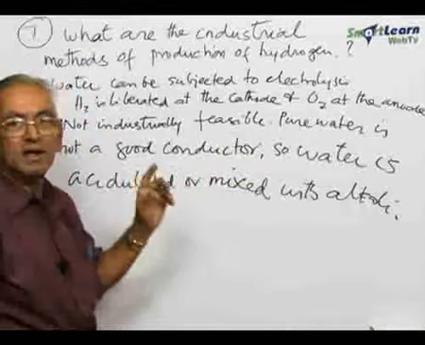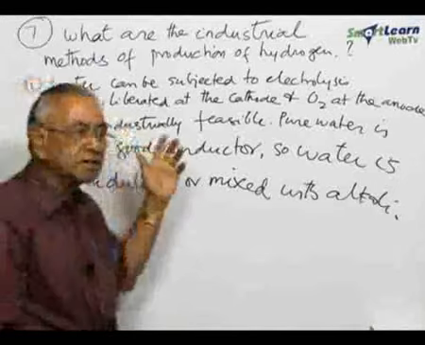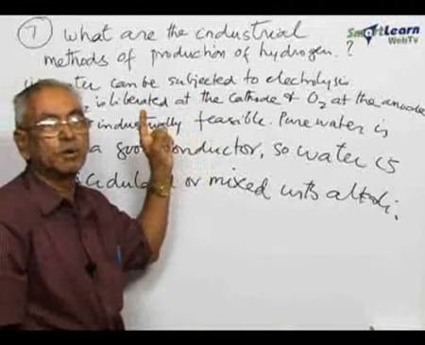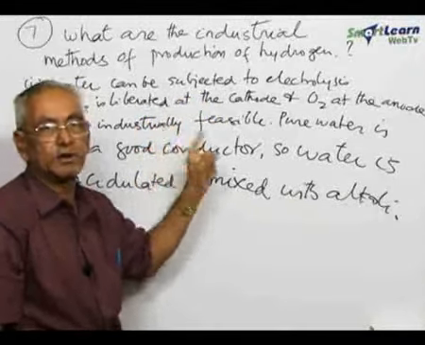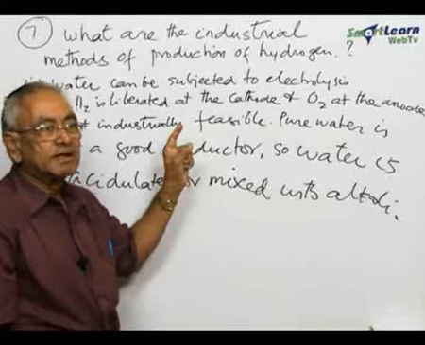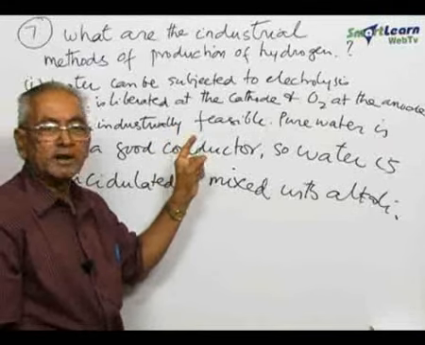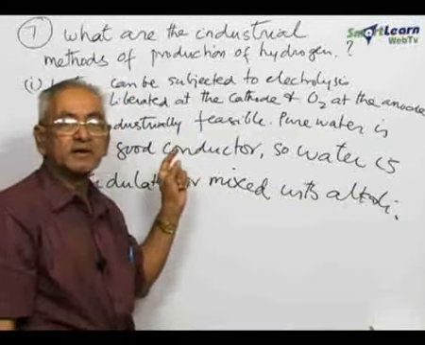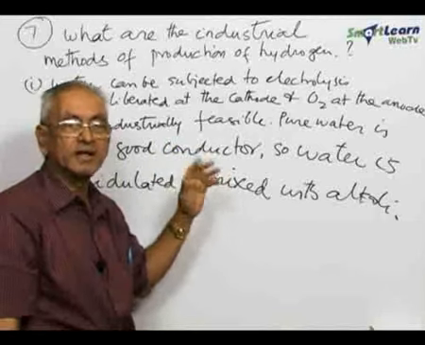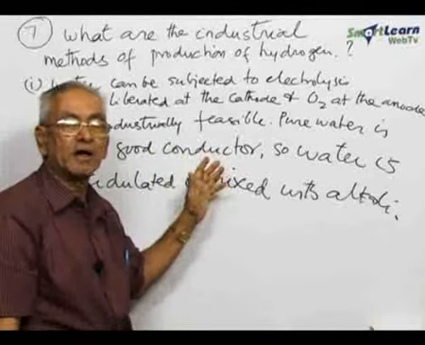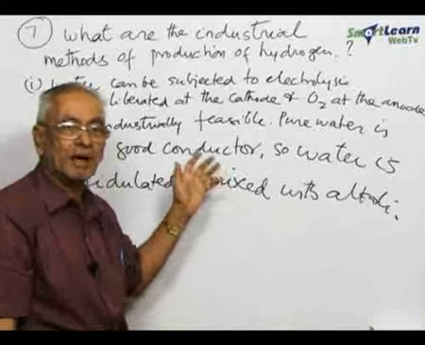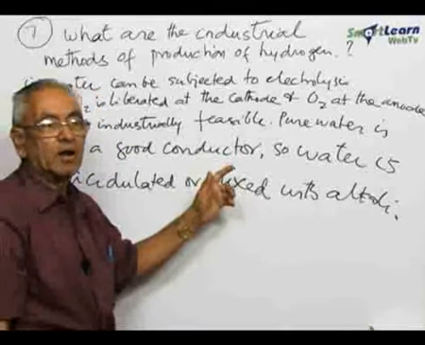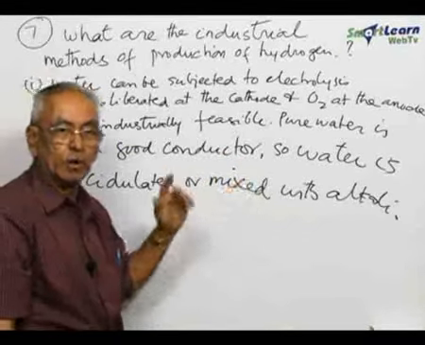The first one, and the simplest method being adopted, is the electrolysis of water. Water is subjected to electrolysis using suitable electrodes. Now in this process, pure water is not a good conductor of electricity. Therefore, water is either treated with acid or with alkali, that is, acidulated or treated with a base, so that it passes electricity, and hydrogen is evolved at the cathode and oxygen is evolved at the anode.